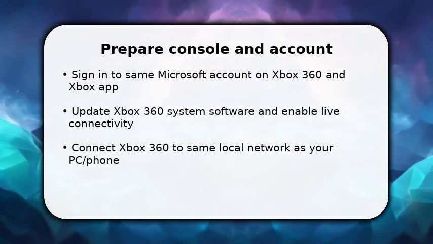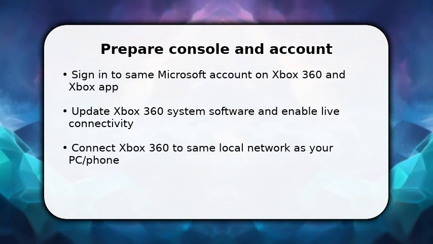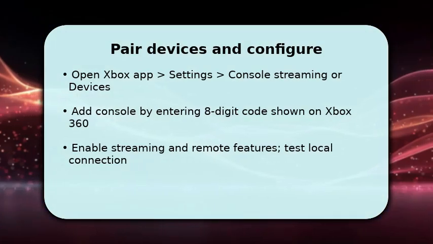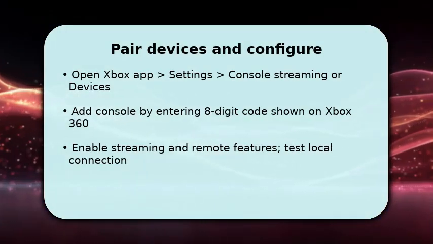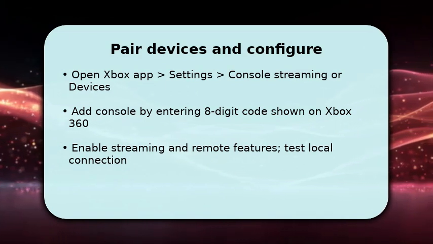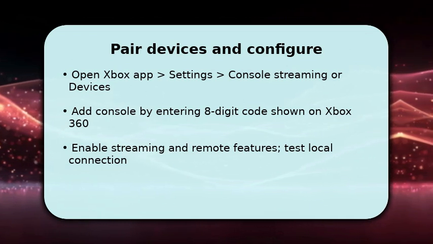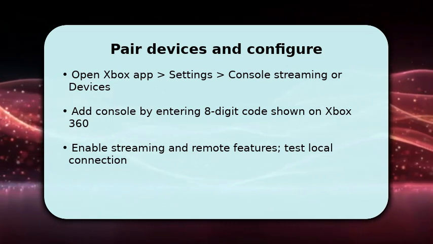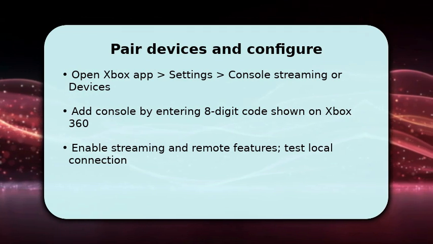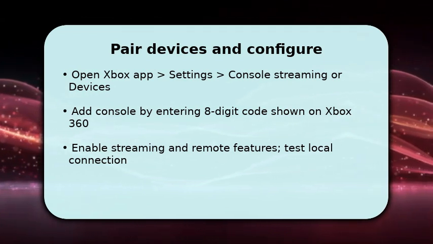Now move to app-side connection steps. Open the Xbox app and navigate to Settings, then Consoles or Devices to add a console. You need the 8-digit code shown on the Xbox 360 to verify. Once you enter the code, the app and console pair and exchange settings so streaming and remote features can activate.